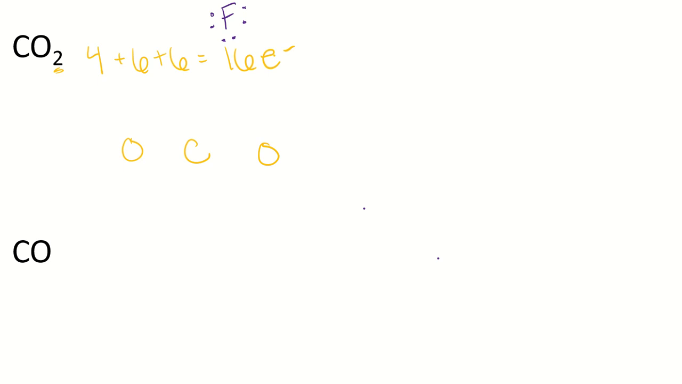And every single time we're going to start with single bonds. So I do a single bond here and a single bond there. Again, those electrons, or those lines, represent 2 electrons each. So that's 2, 4 electrons. So 16 minus 4 from my single bonds.